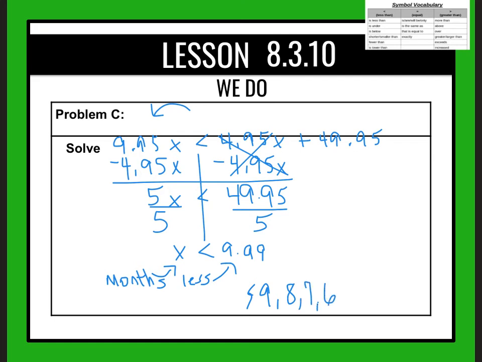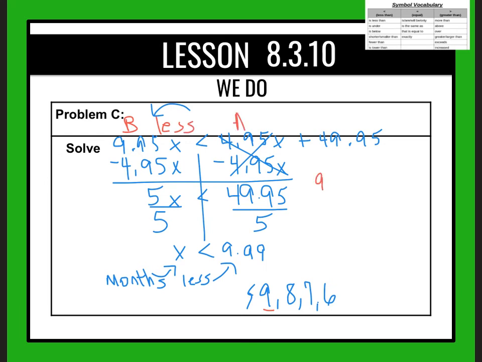6 months is less than that, and so forth, right? So let me go ahead and check my solution. Let's just try 9 and see if that will make this true. At 9 months, will site B be less expensive than site A?